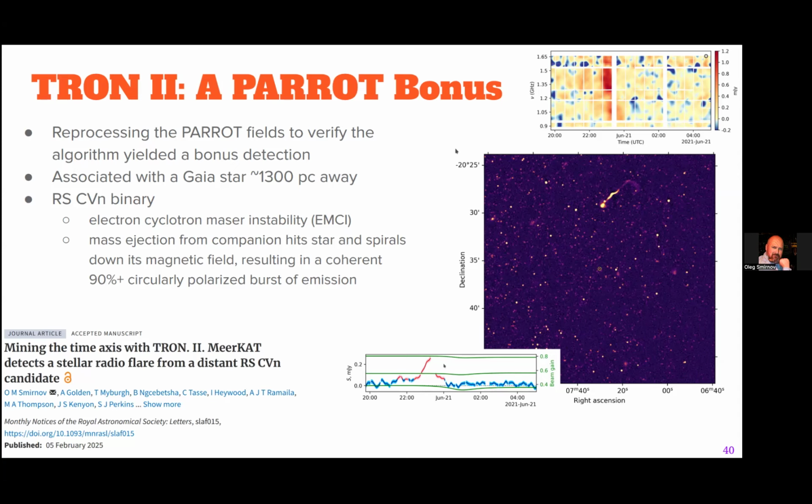Because the whole point of this observation was to follow up on the parrot transient we detected. And now in the follow-up, we're detecting another bonus transient. Kind of underscores the value of looking for transients.